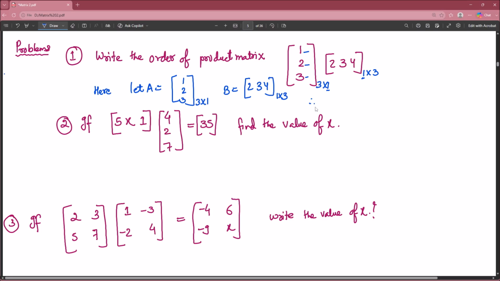Therefore, from the matrix multiplication rule, AB is defined, and we know that the product will be another matrix having the remaining number of rows and the remaining number of columns. So the product matrix AB has number of rows equal to 3 and number of columns equal to 3. So the final product will be 3 into 3.